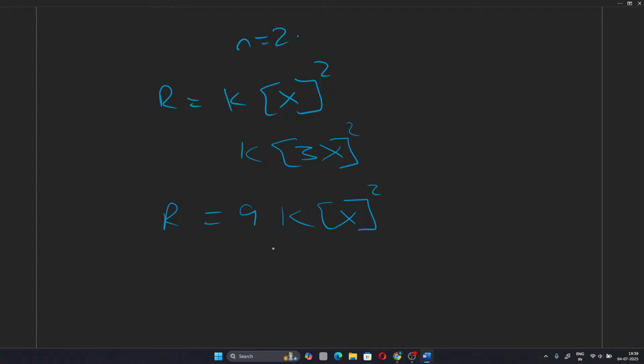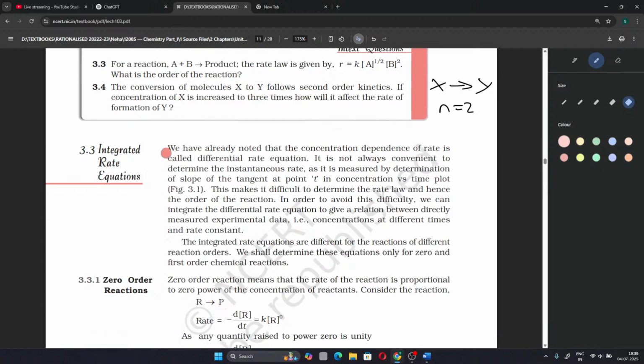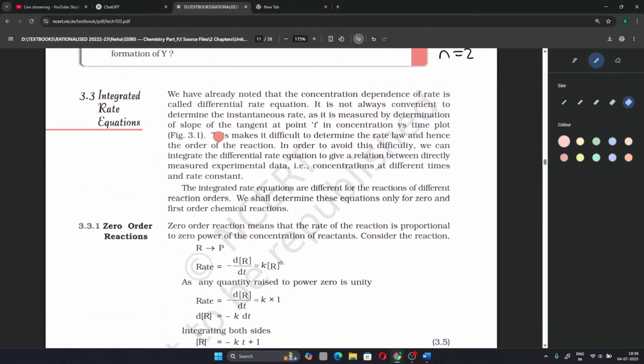This is for the rate of the reaction. This will be same because coefficients are not given. I believe it will be same for the formation of Y as well. It is increased by 9 times. The rate of the reaction is increased by 9 times. They asked rate itself, so whatever we did is correct. It will influence 9 times. Now let's see the next main topic of integrated rate equations.